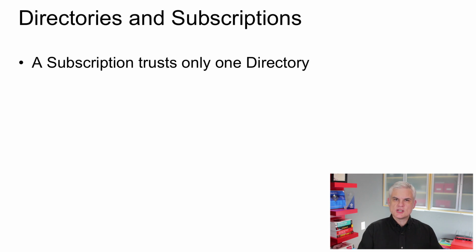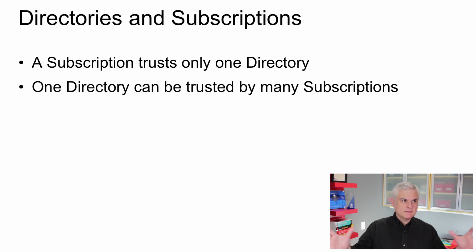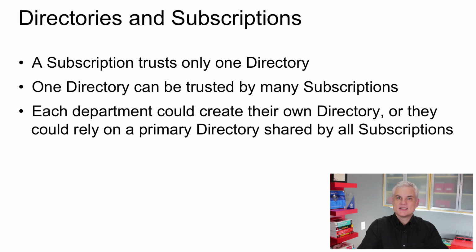Okay, so let's talk about how a directory is associated with a subscription. It's not always clear what the relationship is between those two, and let's clarify that. An Azure subscription trusts only one directory. In other words, an Azure subscription will rely on only one directory for all of its authentication and authorization needs. Now, each department within an organization could have their own Azure Active Directory with just the users for that given department. Or all of the departments could be combined into a single Azure Active Directory.